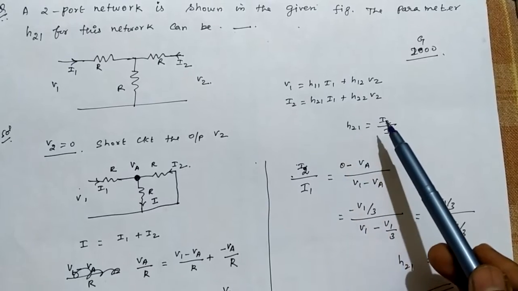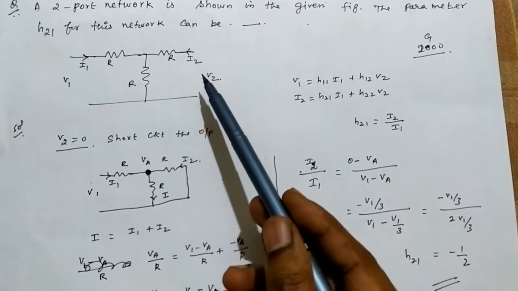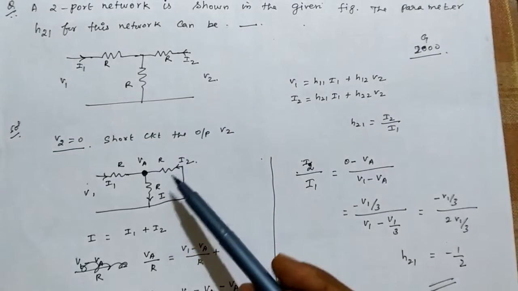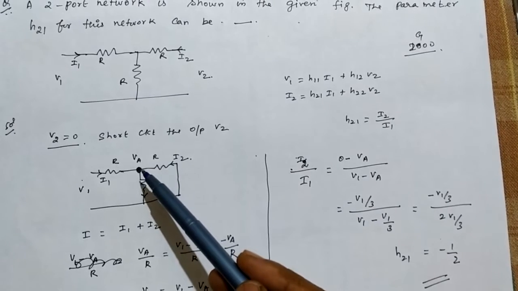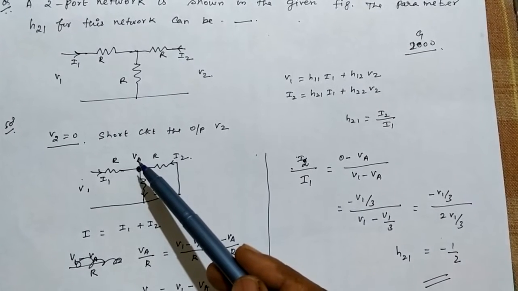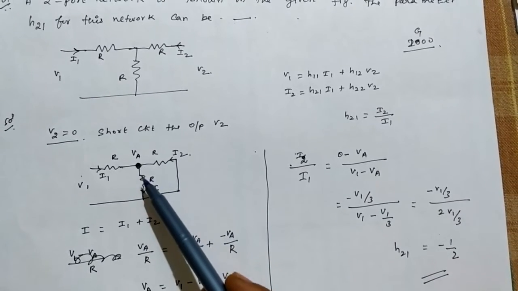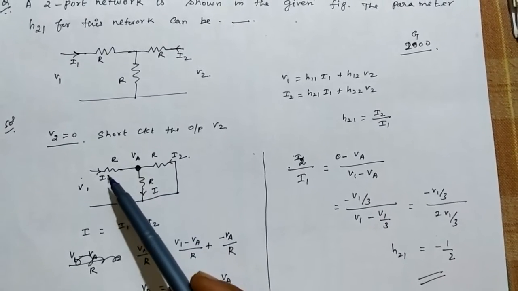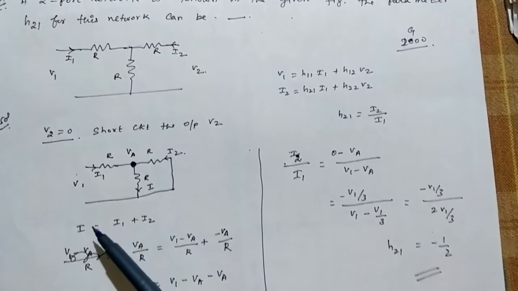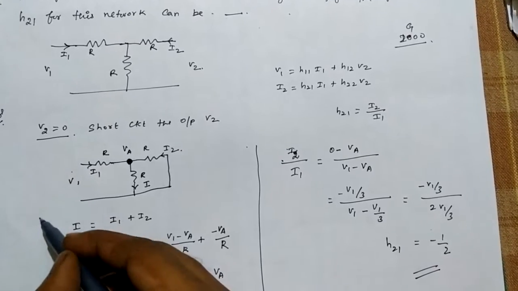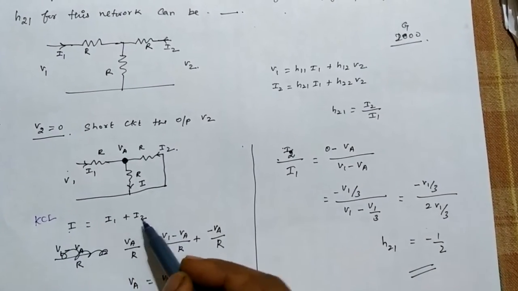So H21 is equal to I2 over I1. Again back. So when we make V2 a short circuit, this is a circuit arrangement where let us consider this is one node, that node having the voltage of VA. At this node, let us consider this is outgoing current capital I, this is the incoming current I1 and incoming current I2. So outgoing current is equal to, applying Kirchhoff's current law, outgoing is equal to incoming, I1 plus I2.